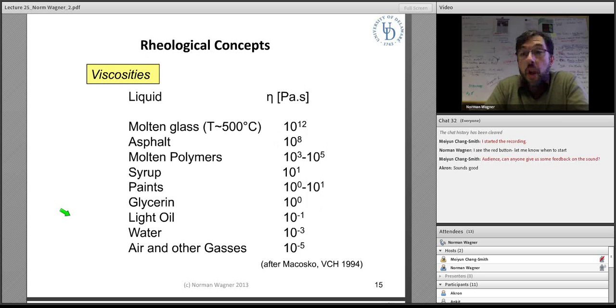I think all of you are familiar with viscosity, but just so you know, the dynamic range over the properties that we're talking about can go from molten glass, which is on the order of 10 to the 12th Pascal seconds, down to water, which is a millipascal second or a centipoise, and air, which is even lower than that. So we have a large dynamic range. Of course, not all of these materials can be put into our Rheo-SANS equipment, right?